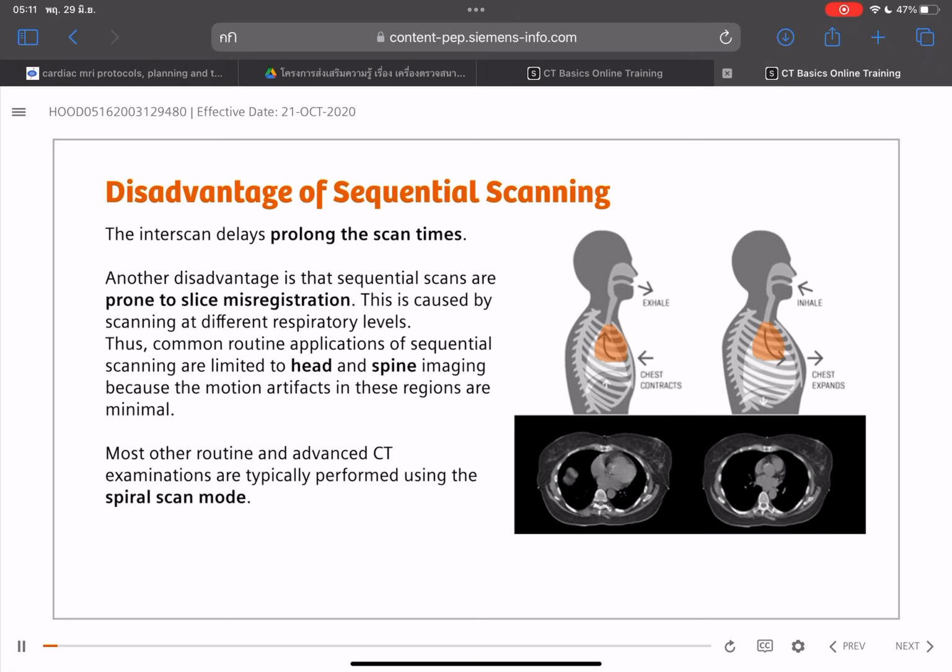The interscan delays prolong the scan times. Another disadvantage is that sequential scans are prone to slice misregistration. This is caused by scanning at different respiratory levels. Thus, common routine applications of sequential scanning are limited to head and spine imaging because the motion artifacts in these regions are minimal. Most other routine and advanced CT examinations are typically performed using the spiral scan mode.